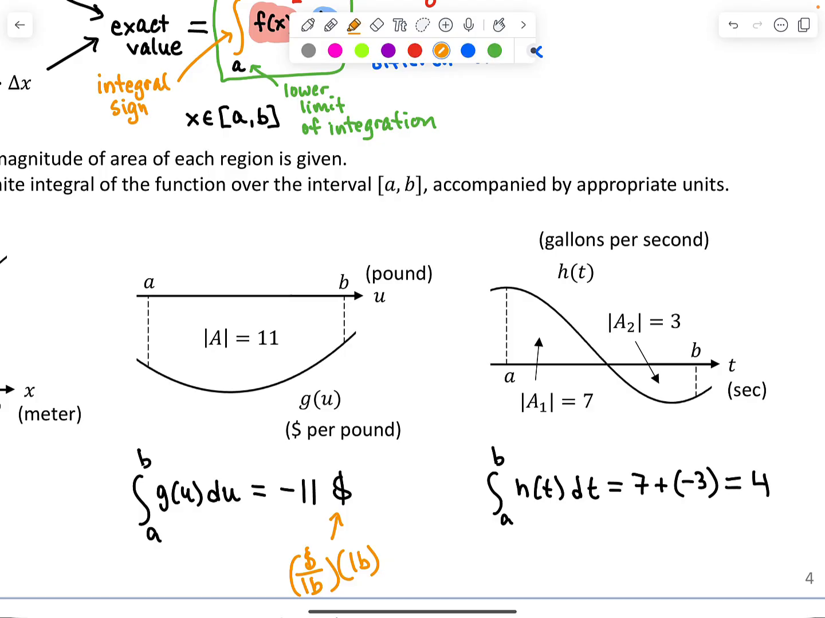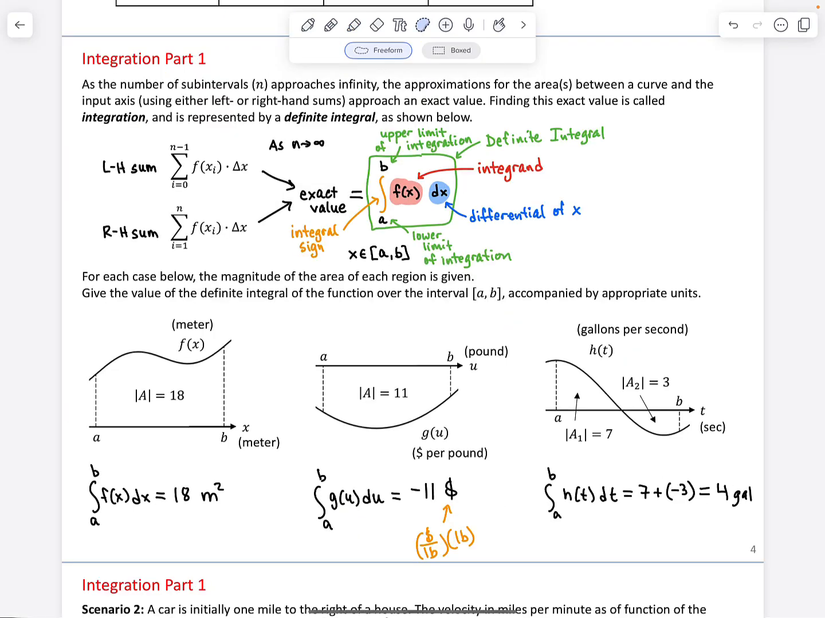The unit on this 4 will be gallons per second times seconds, which gives us just gallons. This parallels the runner situation. For the first bit of time, some amount gained 7 gallons, but in the second interval of time, we lost 3 gallons. So overall, our net change was 4 gallons. We'll discuss this idea a little bit more in the next lesson. Okay, let's go to the next page.